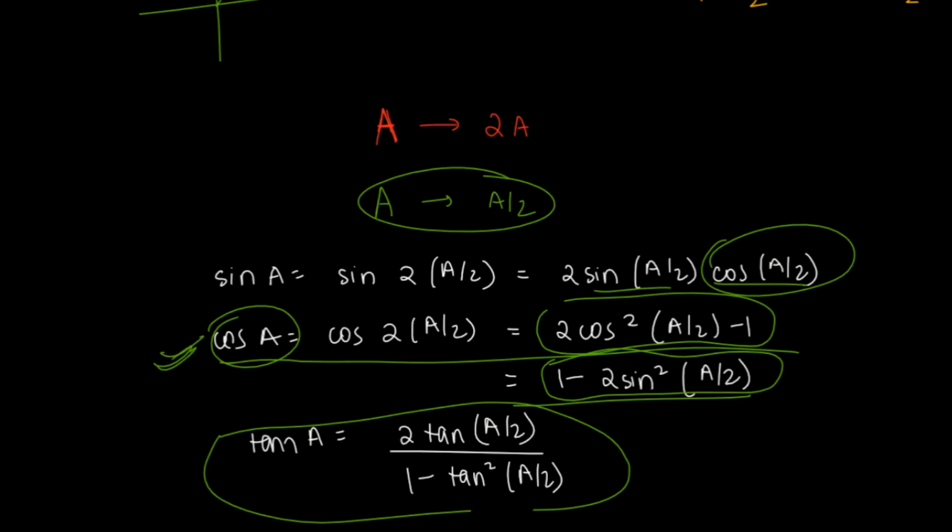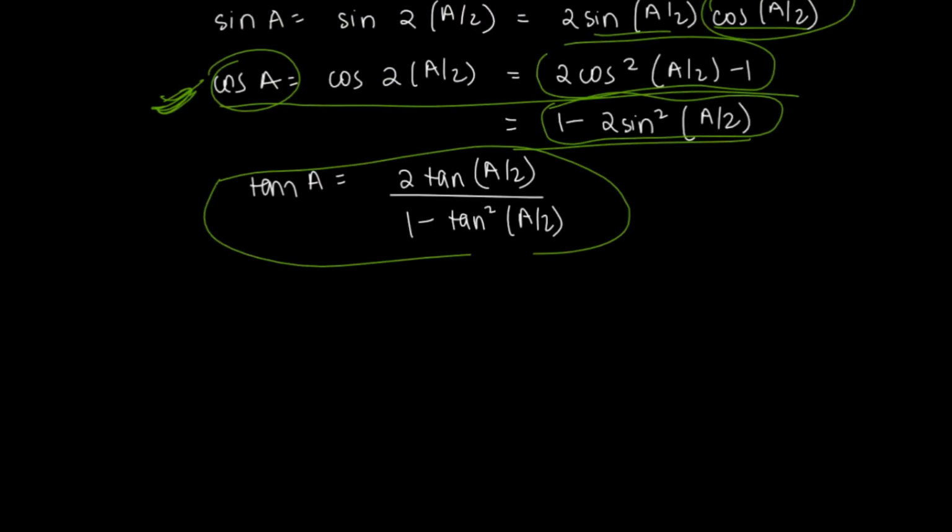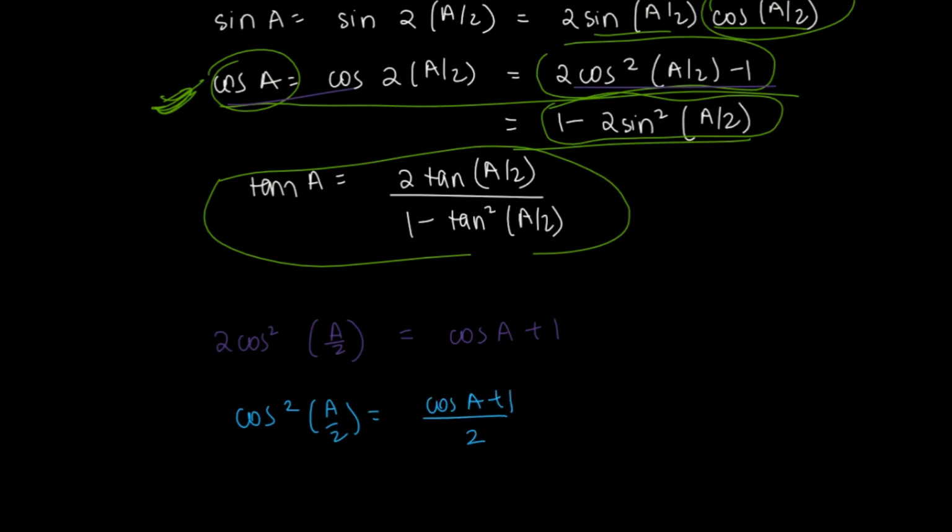If you just use the equalities that we have in the second part, what you can do is write two things from here. First, 2 cos squared of A over 2, from this equality that we have here, is equal to cos of A plus 1. And so what that means is that cos squared of A over 2 is equal to cos of A plus 1, all of that divided by 2.